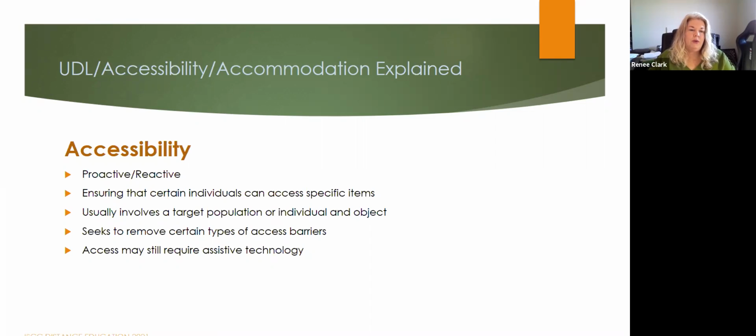But accessibility ensures usually that a certain individual or group of individuals can access a specific item. It usually involves that target population and a certain piece of your content. It seeks to remove certain types of access barriers. Access may still require assistive technology, so it takes a piece by piece standpoint, so that you're looking at each individual item. And even in universal design, those accessibility ideas and processes that we follow are still very important because they are included in that and they are used in UDL to make your courses universally designed.